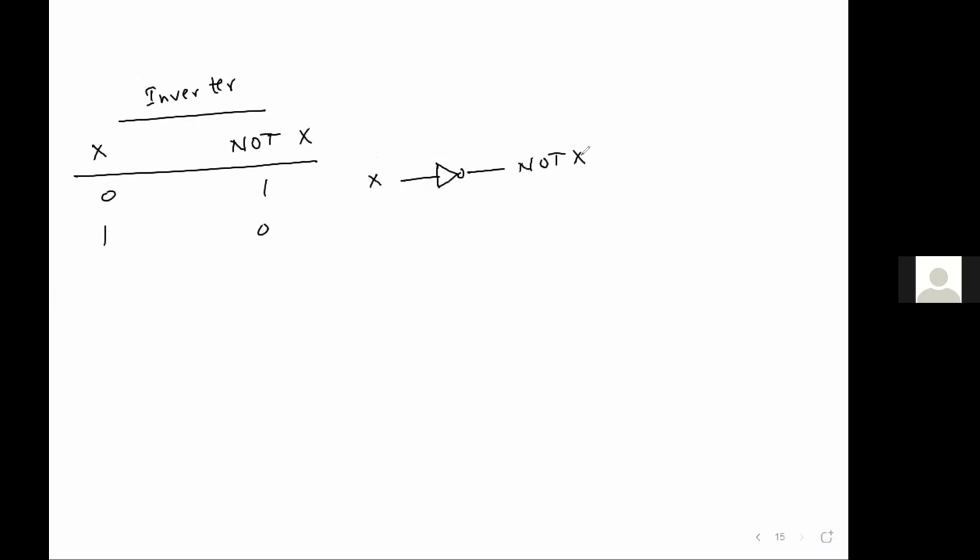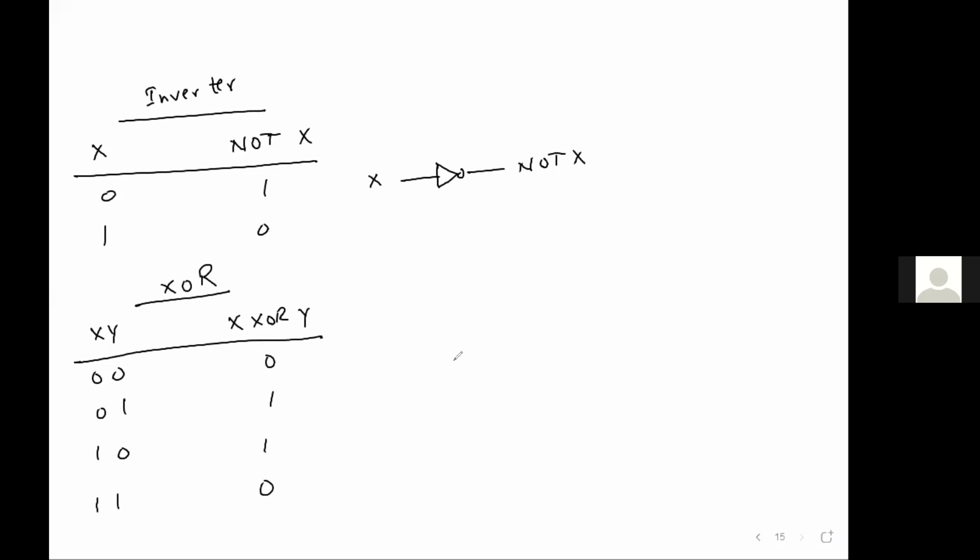The next one is definitely XOR. So if we go for XOR, again we will have two inputs X, Y, and this will be X XOR Y. Alright, so 0 0 gives 0, 0 1 gives 1, 1 0 gives 1, and 1 1 is 0. So how do you draw a XOR gate? This is your X or Y. Just put another curve over here. Is it okay? XOR gate.